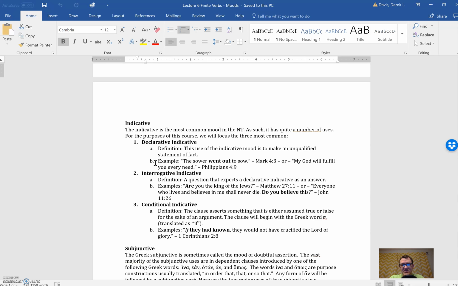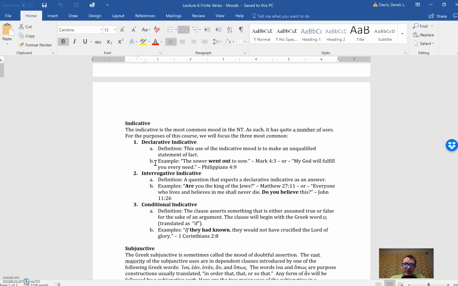The first is the standard way, which is the declarative indicative. It's the use of the indicative to make an unqualified statement of fact. In other words, this is true and I don't need any proof. The man walked to his car. Walked is a verb and it's in the indicative mood. There is no question as to whether or not this is happening. Even if you didn't experience it, I'm telling you it's a fact.